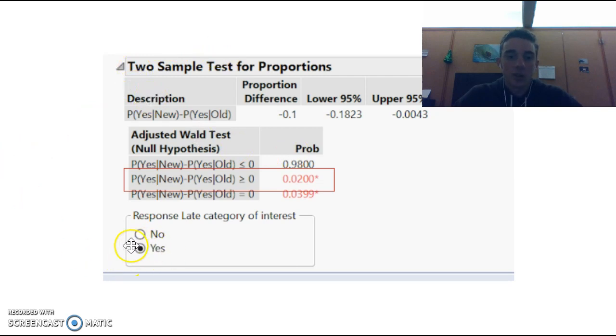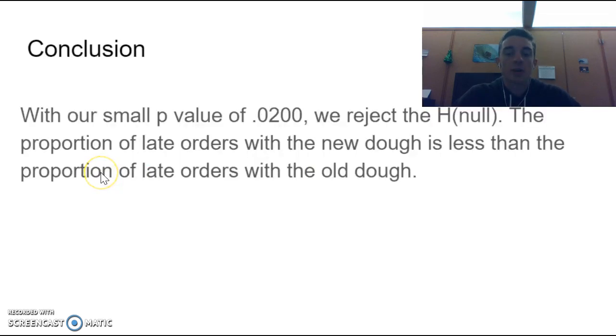Once this is open, you select yes for your response category of interest, since this is what we're looking for. And then you want to look at this red box right here for the less than value for our hypothesis test. And this gives us our small p-value of 0.02.